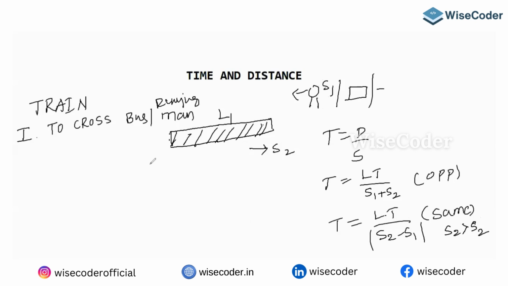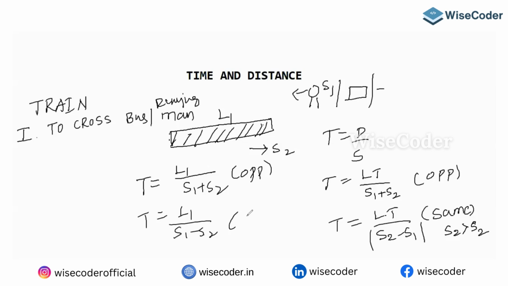So what I'm trying to tell you is this. In this case, the distance is only the length of the train, and the speed is S1 plus S2 when they are in opposite directions. The time is the length of the train by S1 minus S2 when they are in the same direction. When both move in the same direction, speeds get subtracted; when both move in opposite directions, speeds get added. These are the fundas you have to remember.